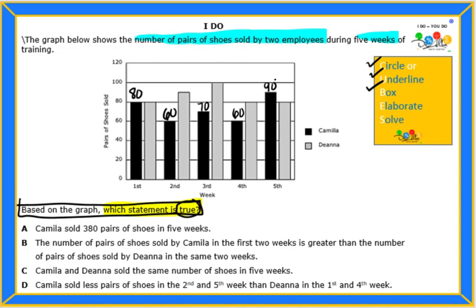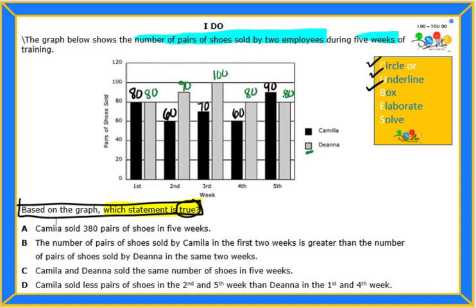And then for Deanna, I'm going to use the green. And we have also 80 for the first week, but on the second week, she had 90. For the third week, she had 100. For the fourth week, Deanna had 80. And for the fifth week, she had 80.